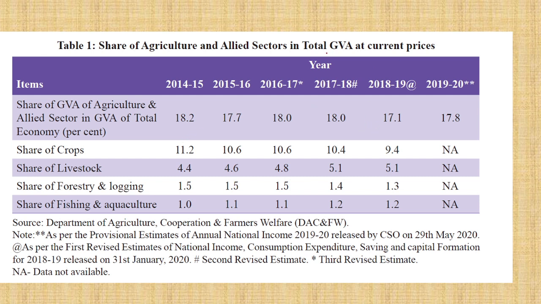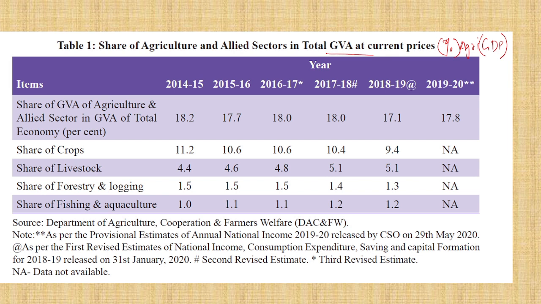So this is gross value added, that is the percentage of agriculture in GDP. Let us assume the percentage of agriculture in GDP, the percentage of industry in GDP, the percentage of the services sector in GDP is very, very important.